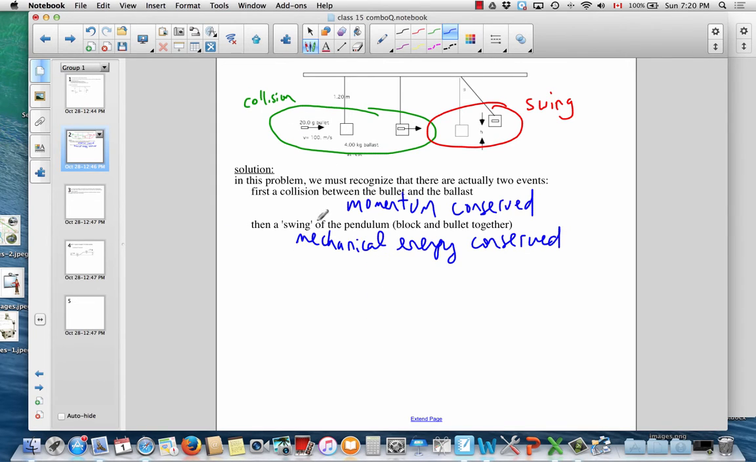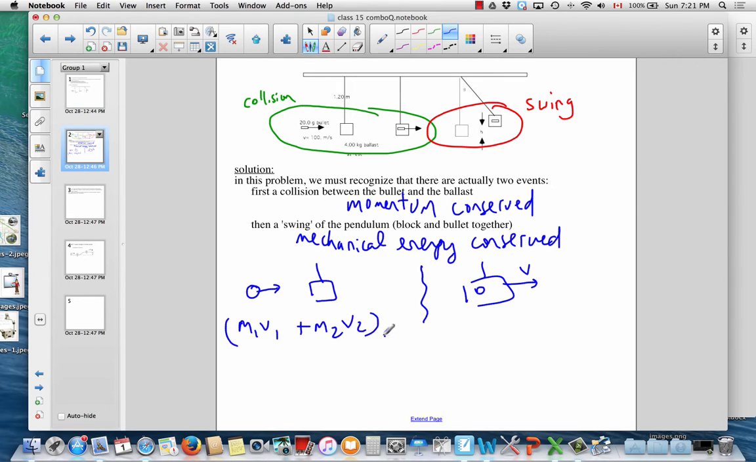So first of all, we will now do this analysis here. We'll start with the collision. So here's the bullet hitting the ballast. That's the before picture. And then after, the two of them are moving together at some common speed v. So we'll write out the principle: m1 v1 plus m2 v2, the total momentum before the collision, will equal the total momentum after.